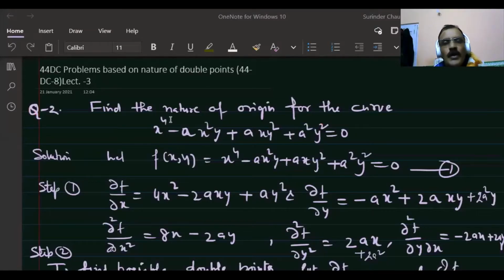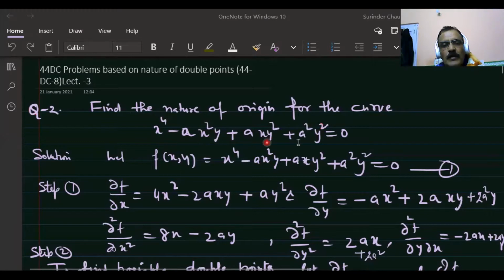Hello students, in the previous two lectures we have defined different double points and discussed different methods for finding the nature of double points. Now we'll solve problems based on that. Find the nature of the origin as a double point.